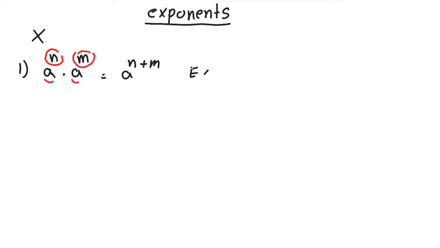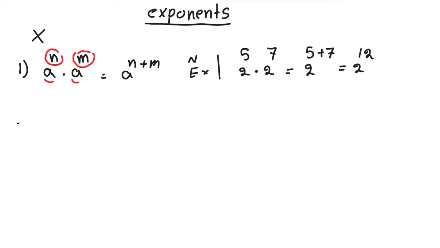A numerical example: 2 to the power of 5 multiplied by 2 to the power of 7. So it's equal to 2 to the power of 5 plus 7, that's 2 to the power of 12.